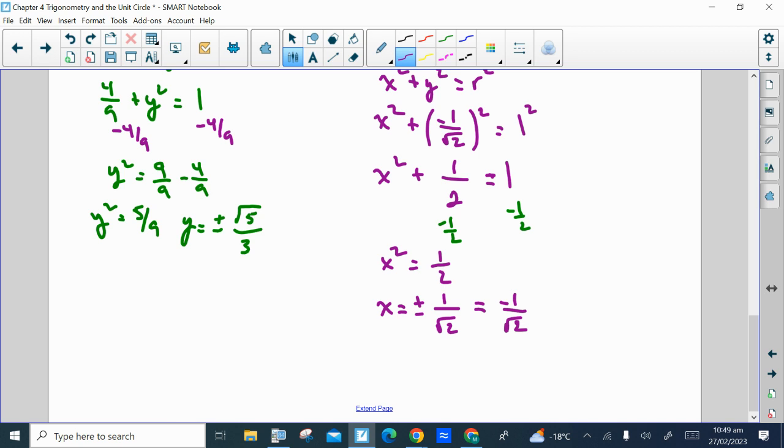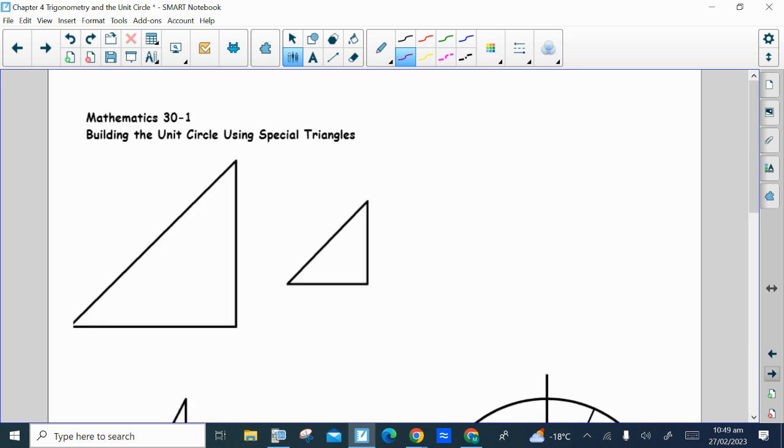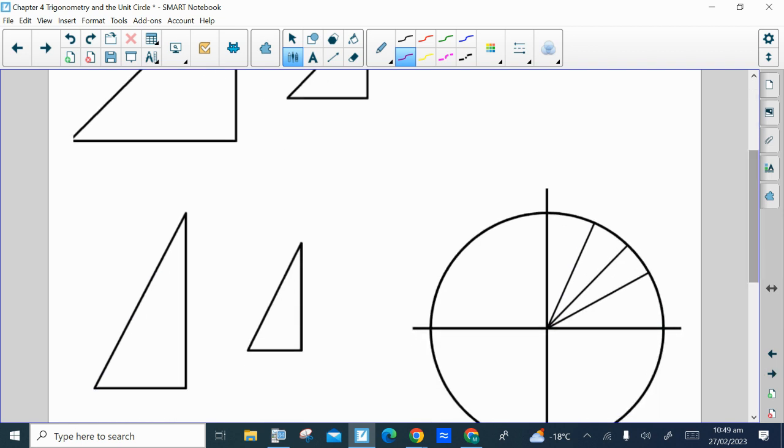So that's our next step here. We're going to start labeling the points on the unit circle, and we're going to do that using special triangles. But before we do that, as we said, at every stop on the unit circle, you're going to get a set of coordinates. Here, it's going to be 1, 0, where the unit circle intersects with the positive x-axis.